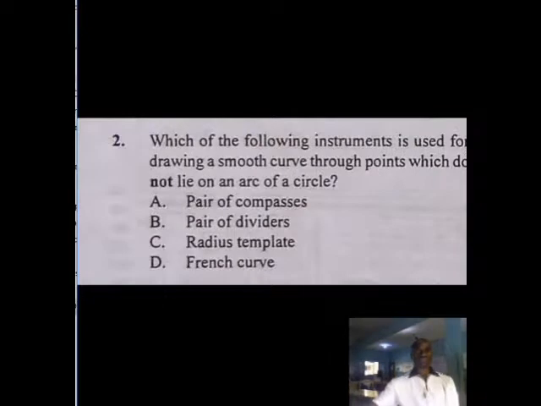Number 2. Which of the following instruments is used for drawing a smooth curve through points which do not lie on an arc of a circle? A. Pair of compass. B. Pair of divider. C. Radius template. And D. French curve. The answer for drawing is French curve. The answer is what? French curve.